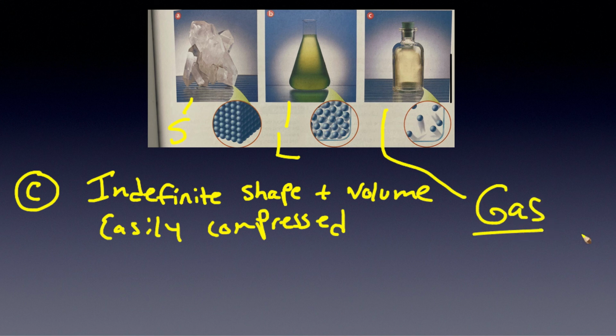Okay, we'll talk about plasma a little later this year. But for right now, we have a solid, liquid, and a gas. And what we're going to do for the next few weeks is talk about the state of matter known as the gas.